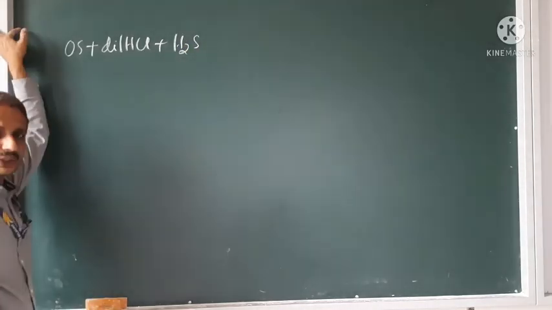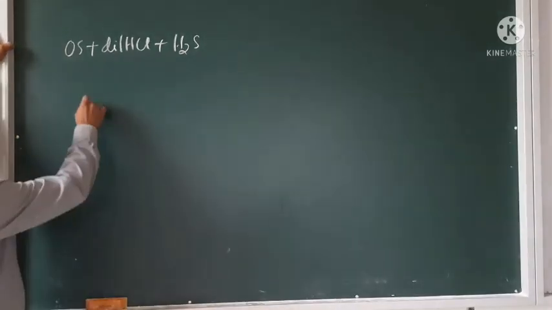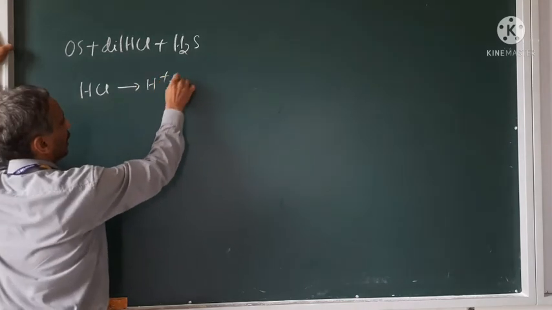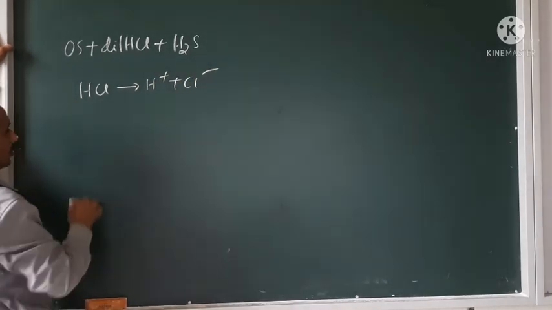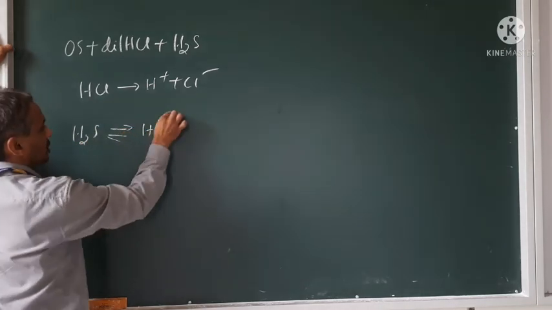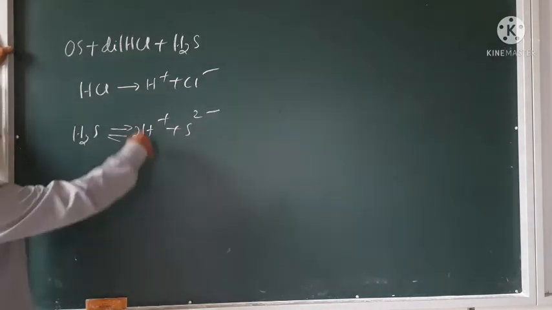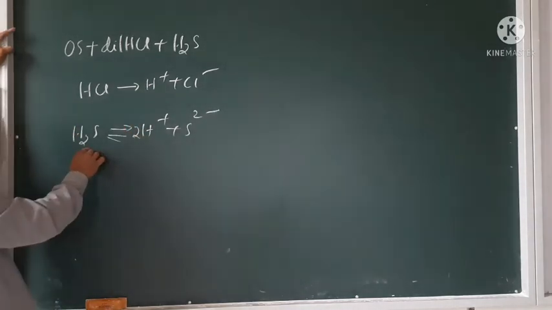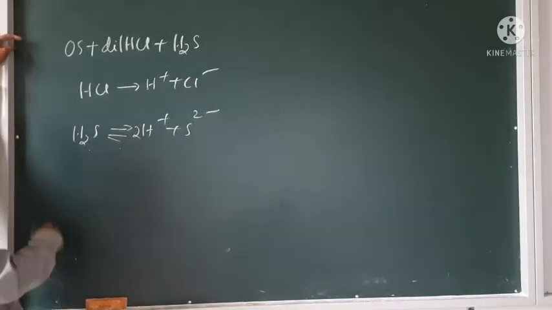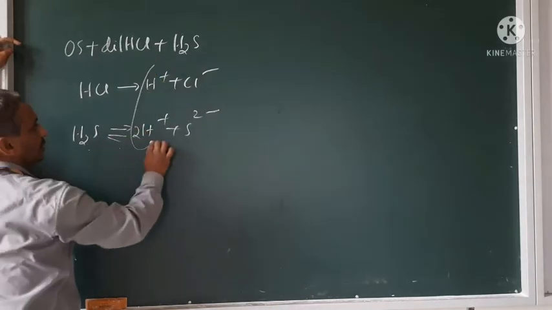If you are not aware, go through the salt analysis chart. HCl will give H+ ion and Cl- ion. H2S will give H+ and S2- ion. And you see, H2S is weak, so there exists an equilibrium between the ionized and non-ionized forms. And you see, this is the common ion effect.